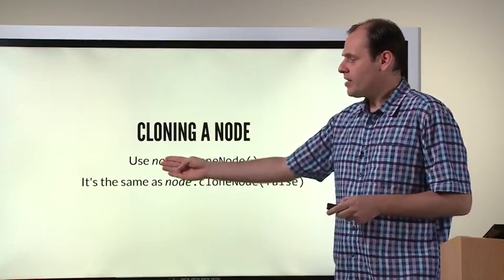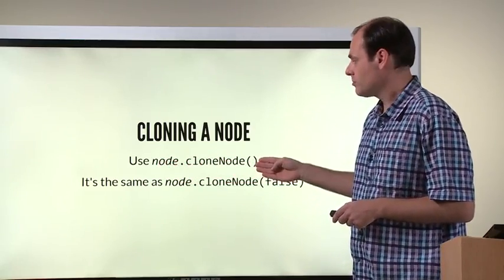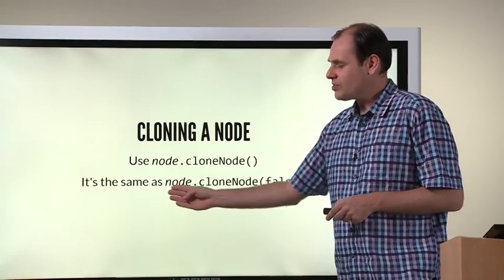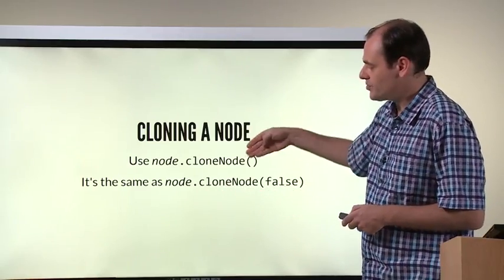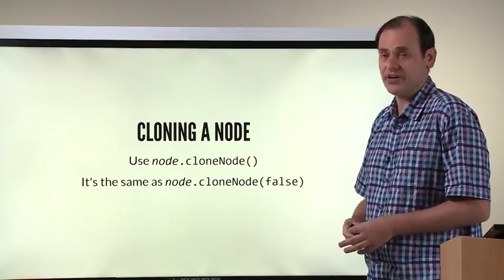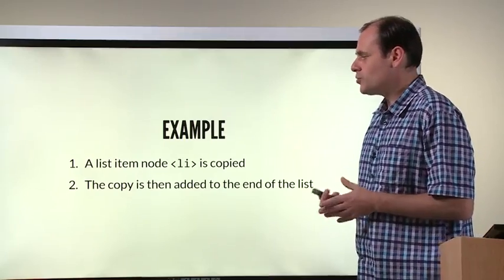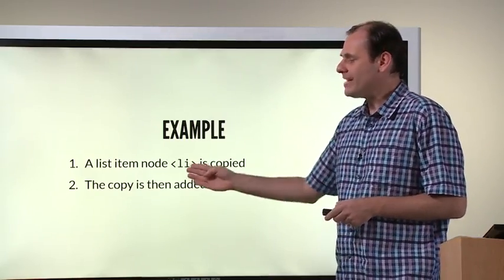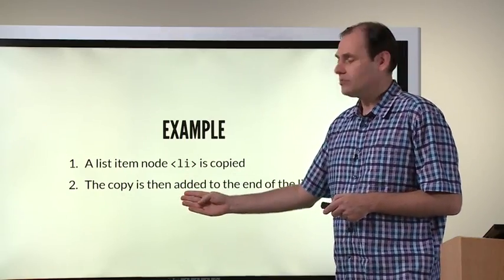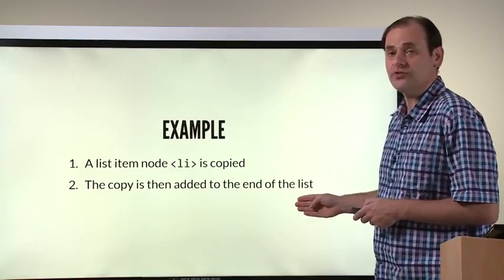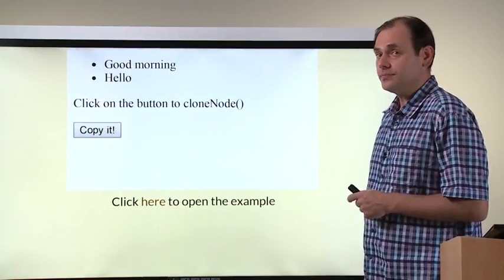Basically, you just say the node that you want to copy, dot clone node. That's actually the same as the node you want to copy, dot clone node false. Right? So you have nothing, false, same thing. That's how you would copy a node. Let's do an example. Let's copy a list item in a list. And where should we copy it? Well, let's copy it to the end of the list. So let's run this example.